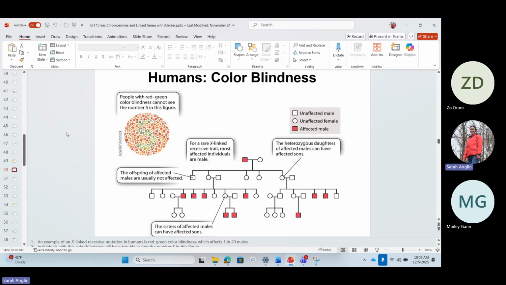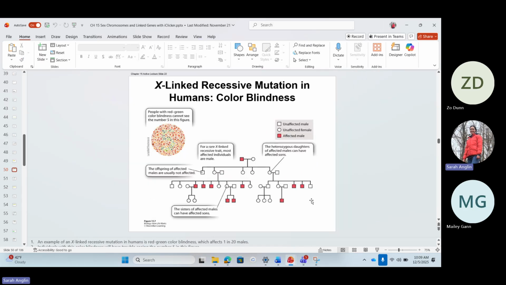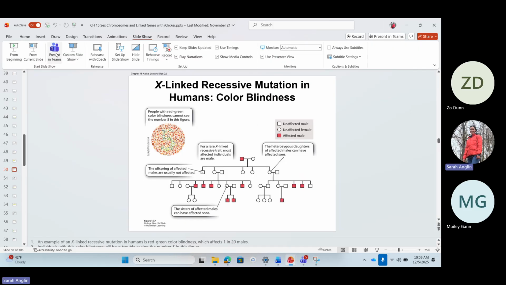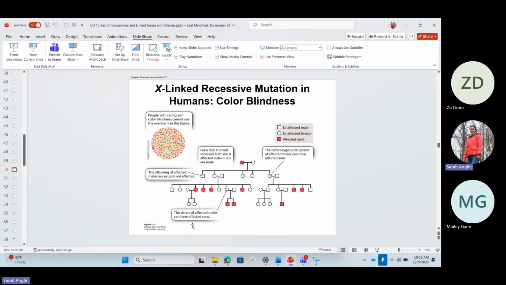And color blindness is our example, which is good. Let me see if I can share my screen. There it goes. So let's see if I can do this. You don't need to see all my messy notes.